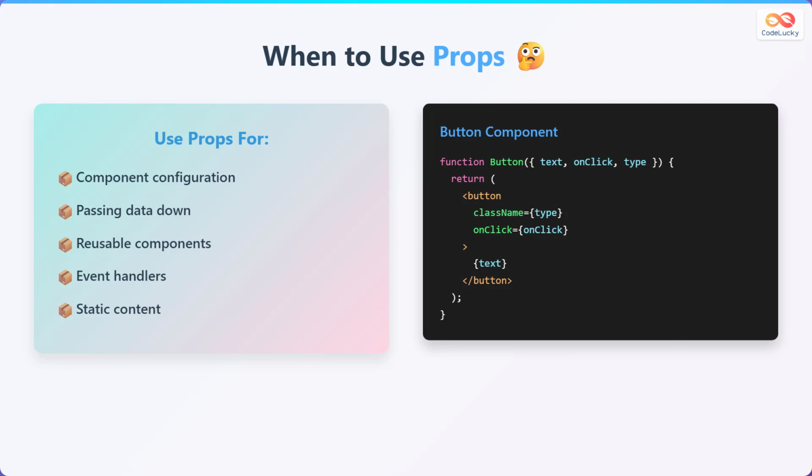Here's a button component example. The button component accepts three props: text, onClick, and type. These props are used to customize the button's label, click behavior, and style.